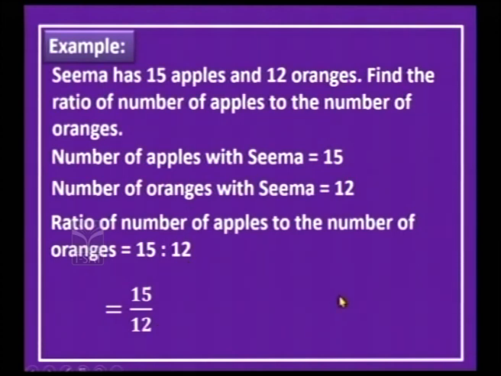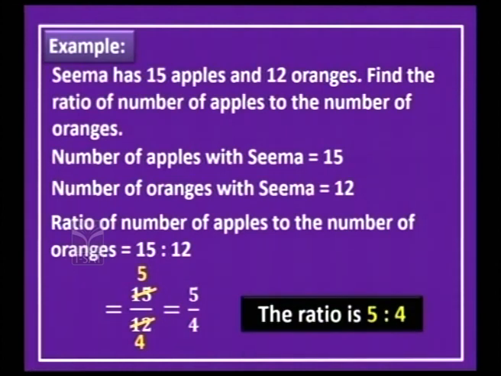Now is there any common factor in these two numbers, children? Yes. Here 12 is divisible by 3 and 15 is also divisible by 3. Now let us divide by 3, children. 3 goes 4 times in 12, whereas in 15 it goes 5 times. What did you get? Yes, 5/4. So the ratio is 5:4.